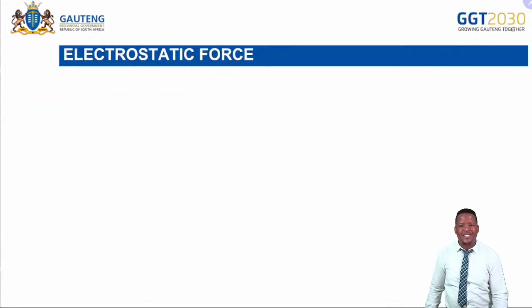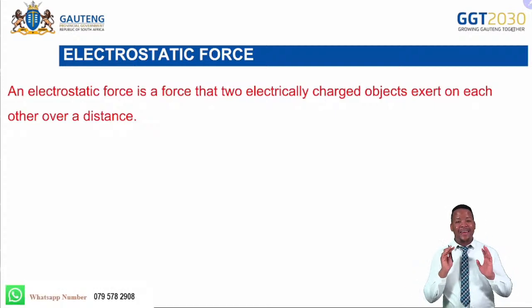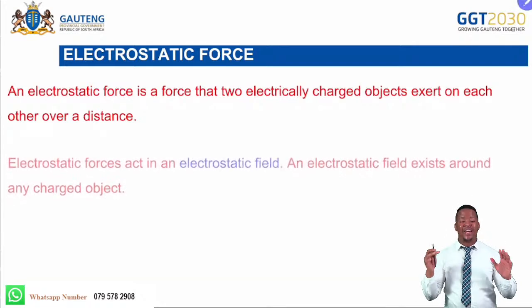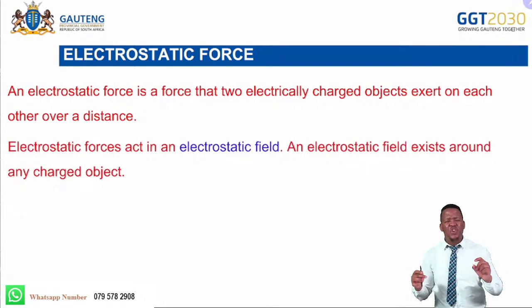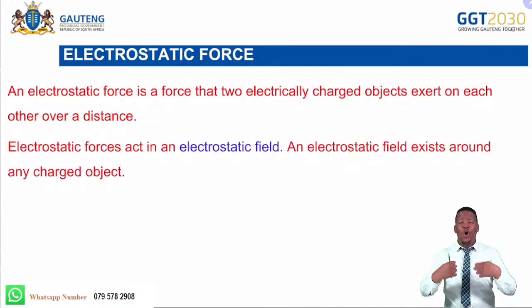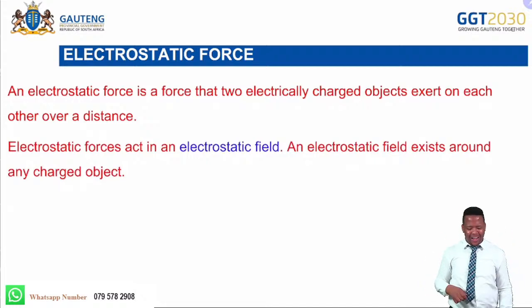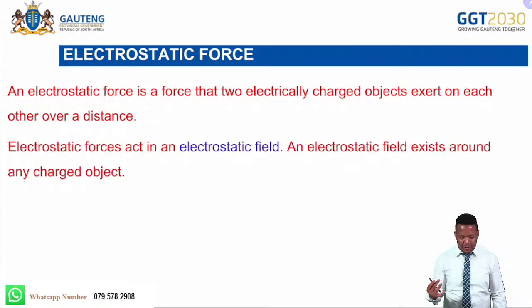Electrostatic force. What do you know about the electrostatic force? An electrostatic force is a force that two electrically charged particles exert on each other over a distance. So for there to be electrostatic force, the particles or the objects should be charged. Electrostatic force acts in an electrostatic field. An electrostatic field exists around any charged object.